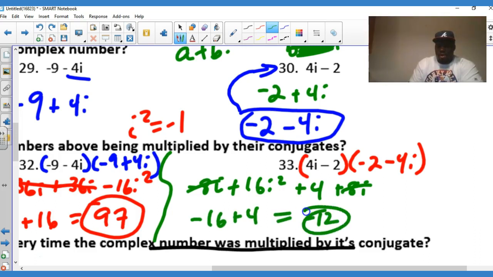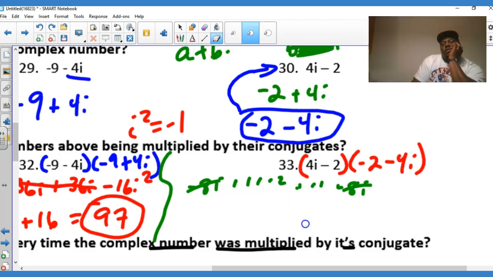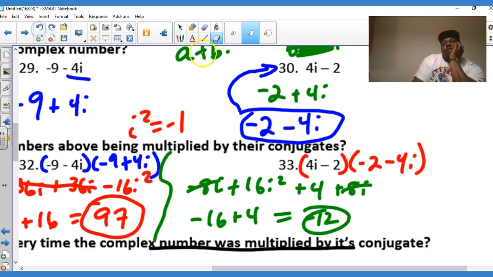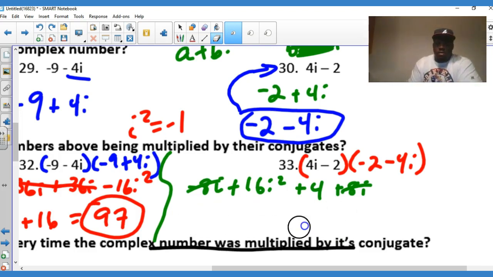Okay, negative 12. Now, let me ask you something. I bet you sat here and copied this whole problem and didn't realize the mistake I made. Do you see the mistake? I'm going to show you. Let's backtrack some, because that is not the correct answer. I want you to see the mistake I made. That's why it's important to check over yourself. Here's the mistake I made, guys.